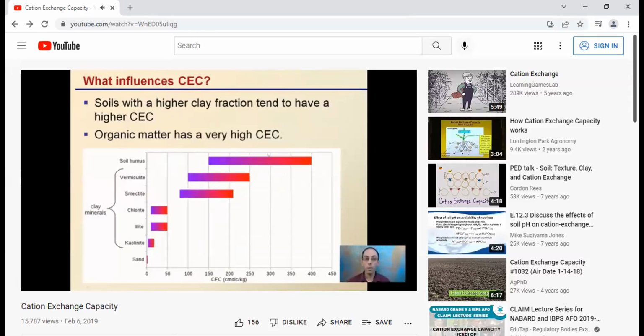What influences CEC? Soils with higher clay fraction tend to have higher CEC. Organic matter also has high CEC. So if you're looking at increasing CEC, if you're adding organic matter and clay materials, that's naturally going to increase that CEC. You can see here in contrast, sand has a very low CEC. So it's something to keep in mind if you are growing in a sand medium, that your CEC naturally is just going to be lower by the inherent particle size.